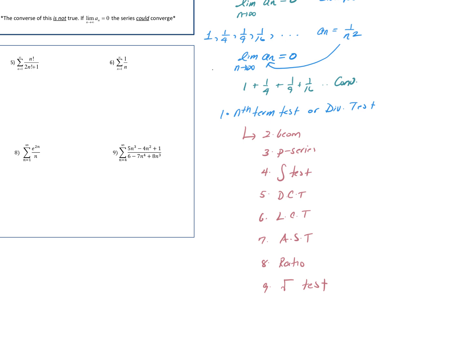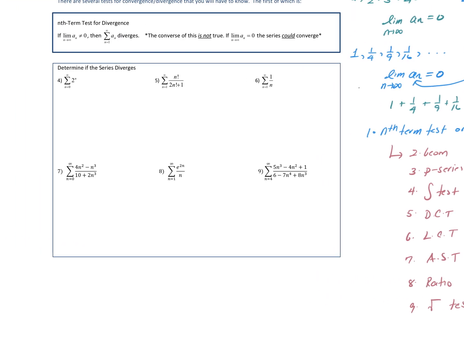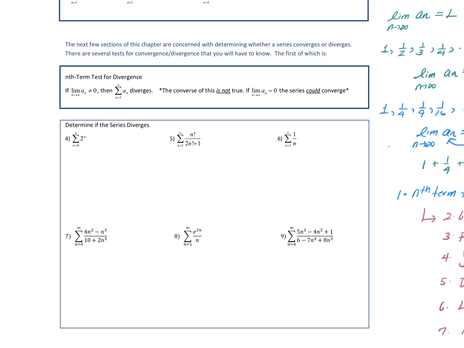The first test is pretty simple. It's the divergence test, and it says that if the limit as n goes to infinity of a sub n does not equal 0, then it diverges. If it equals 0, it means we can move forward. It doesn't mean it converges. It just means it may or may not converge, so choose another test. The divergence test is one we have to get past to be able to continue with the rest of the tests. Right now we're just testing divergence.